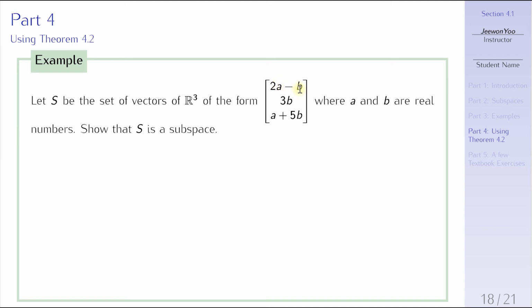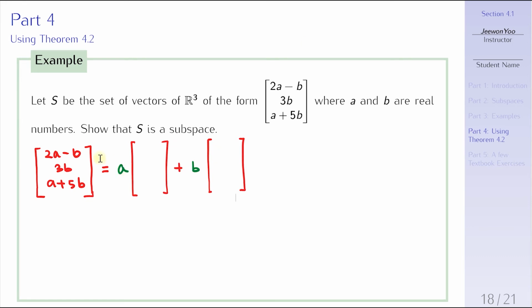Whenever you hear the word scalars, you can maybe decompose this vector into two parts like this. How about we decompose this vector into two parts? 2a becomes 2 as the first entry for A, 0 for the second entry, and then the third one is just 1. Then -1 is the coefficient, 3 is the coefficient, and 5 is the coefficient for B, so write it down.